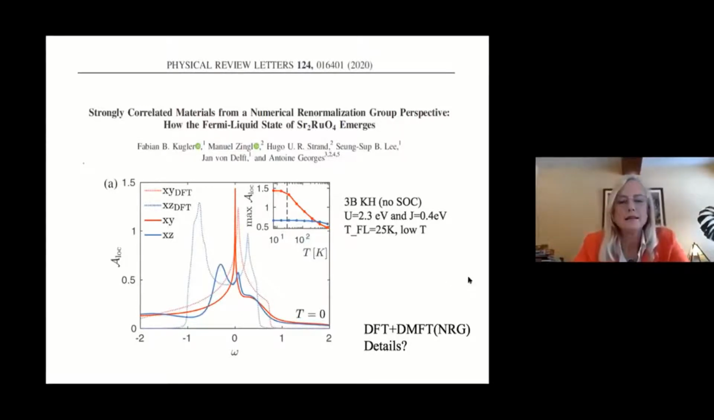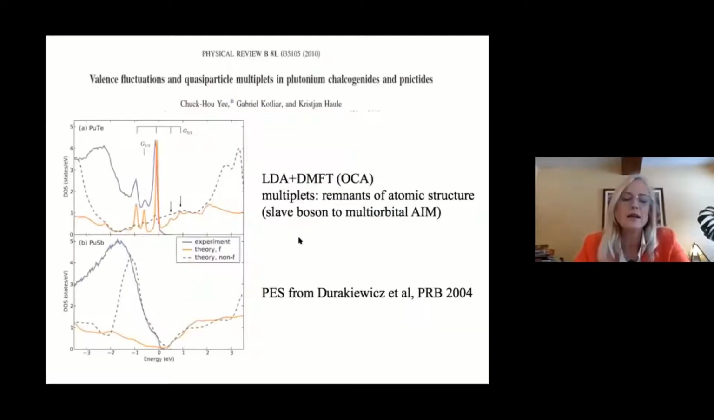As a last example, I want to show you this result by a group of Gabi Kotliar and collaborators 10 years ago, where they also use DMFT, of course, using the LDA as input for these chalcogenides and pnictides. And they want to study valence fluctuations and densities of states. They want to try to find structure in the densities of states, and they find it in the chalcogenides and not in the pnictides. Here you see they compare with experimental results.